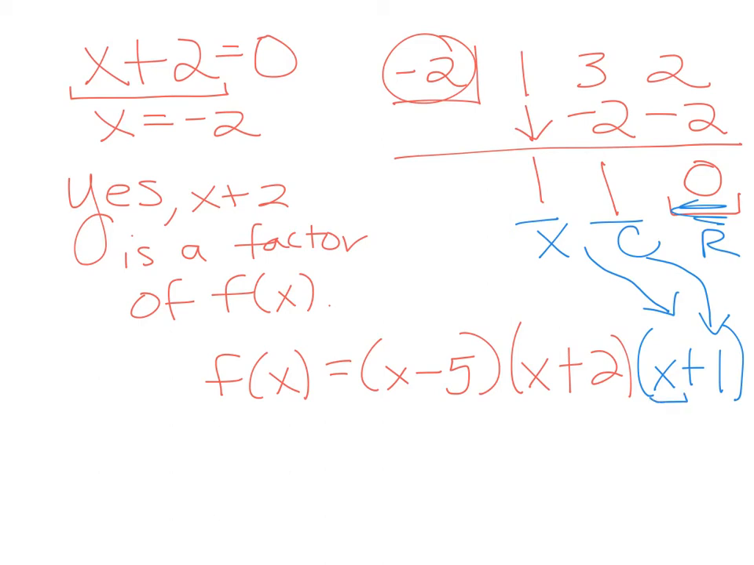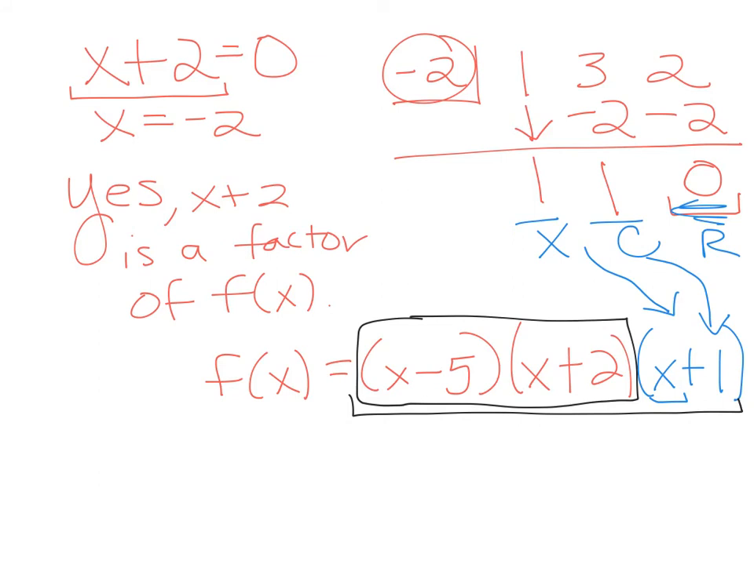Now, what would happen if I multiplied these three factors out? Well, it should give me that same polynomial I started out with, f of x. So I'm going to do that just to check my work to make sure my factoring was correct. It should be. I'm going to start by multiplying and FOILing out x minus 5 times x plus 2. If I do that, I get x squared plus 2x minus 5x minus 10.